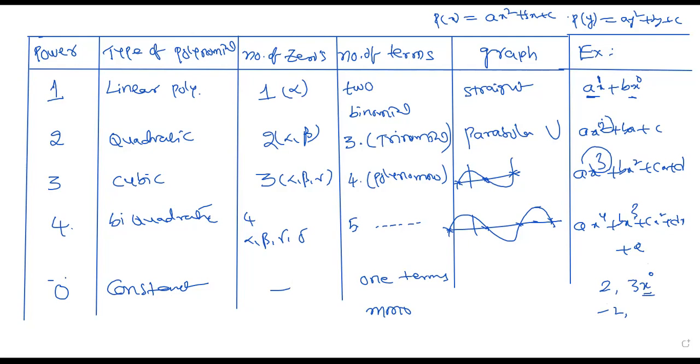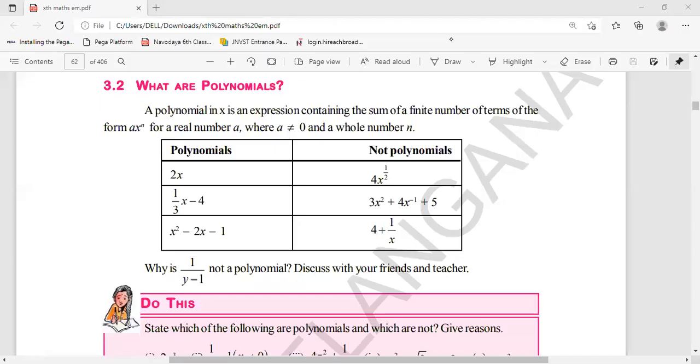Now we will discuss some more examples and exercise problems of polynomials. These are problems from the textbook. If you consider this one, it is a polynomial because the power is 1, a positive integer. That's why it is a polynomial.